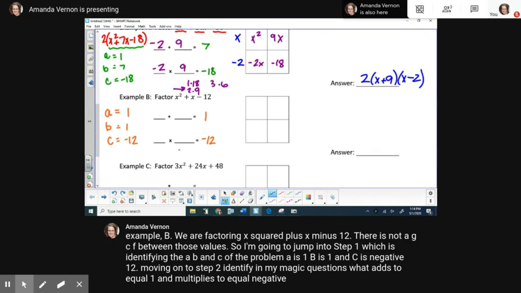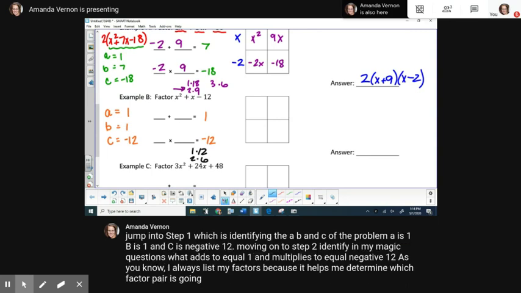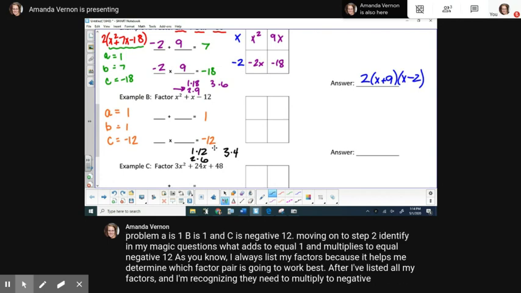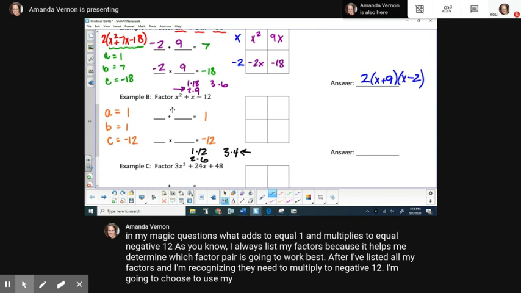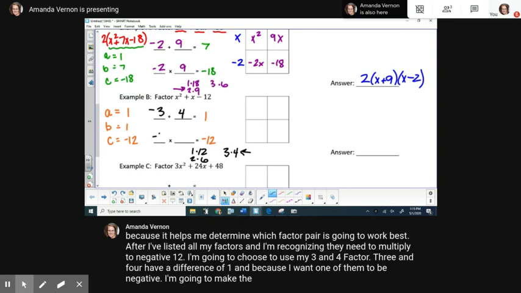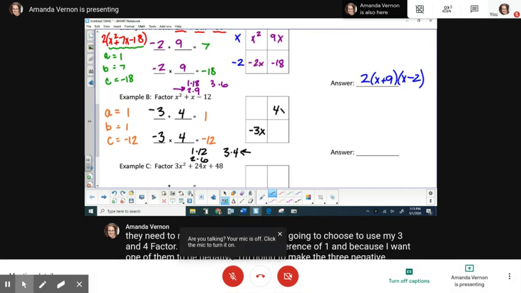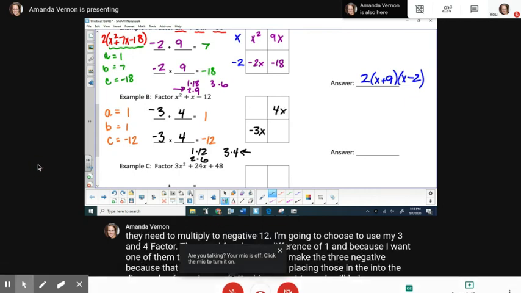As you know, I always list my factors because it helps me determine which factor pair is going to work best. After I've listed all my factors and I'm recognizing they need to multiply to negative 12, I'm going to choose to use my 3 and 4 factor. 3 and 4 have a difference of 1, and because I want one of them to be negative, I'm going to make the 3 negative because that is what adds to equaling 1. Placing those into the diagonals of your box and attaching an x to each will help me get to the point of being able to factor.